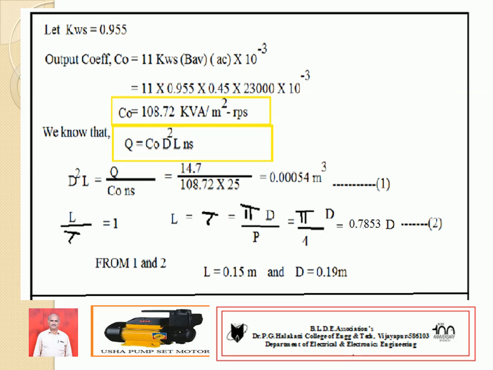To separate D and L, another factor is required: L by tau. Tau is the pole pitch, tau equal to pi D by p. Hence L equal to tau equal to pi D by p, so we get L equal to 0.7853 times D. This is equation 2. Hence you substitute this value in D square L from equation 1. We get D equal to 0.19 meter, L equal to 0.15 meter. This completes 50% of the problem. You may get up to 5 to 6 marks.